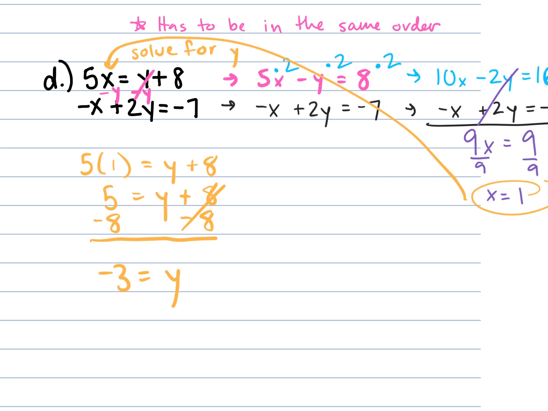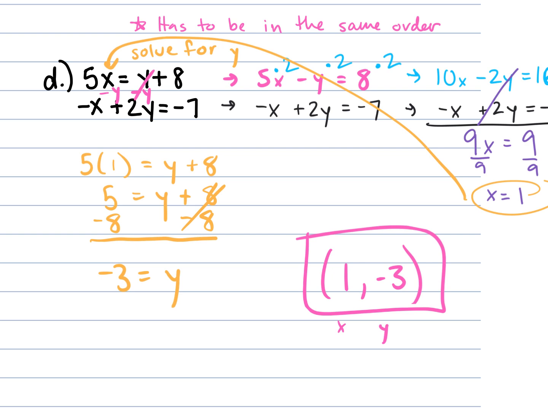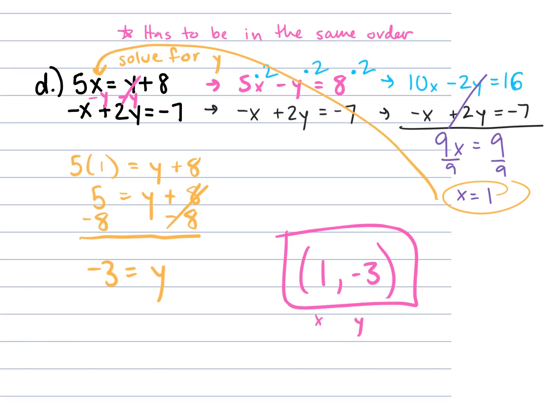Now, how do I write my final answer? 1 comma negative 3. It's always your x and then your y. So again, for these questions, it's super important to be organized. You want to make sure you stay organized and you are careful with the signs.